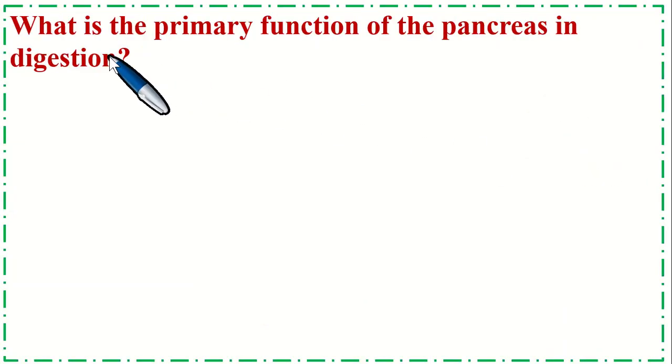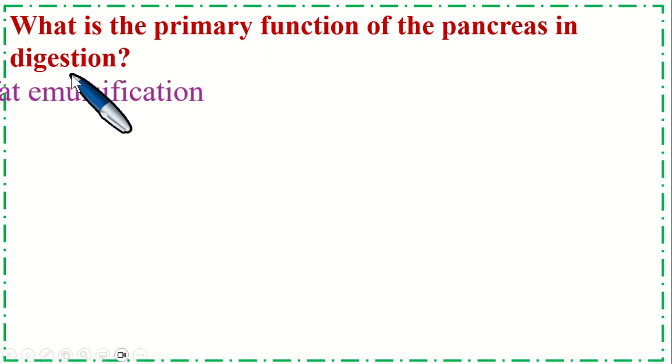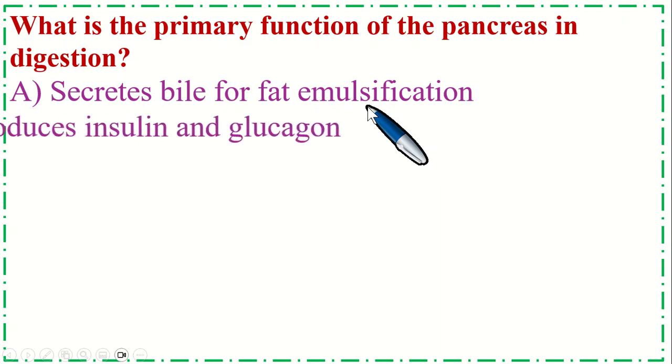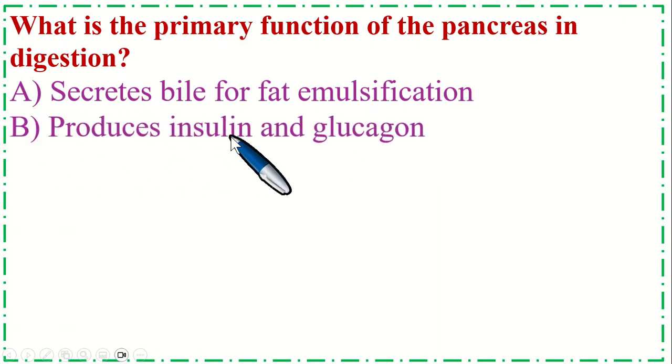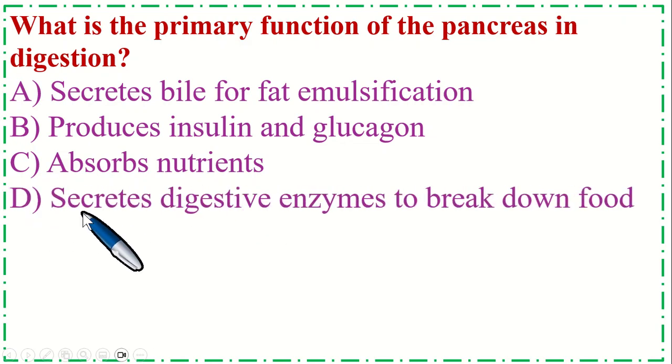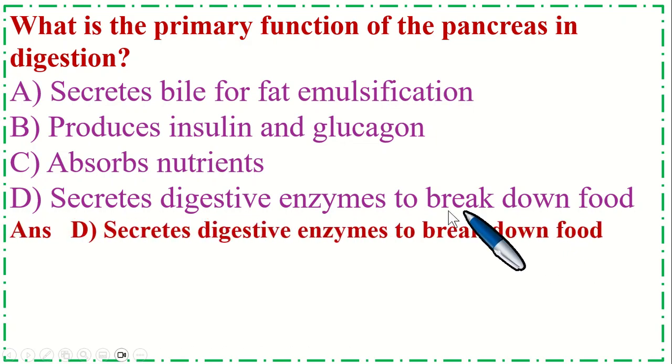So this is very important MCQs. What is the primary function of the pancreas in digestion? Option A secrete bile for fat emulsification, B produces insulin and glucagon, C absorb nutrients, option D secretes digestive enzyme to break down food. So the correct option is D.